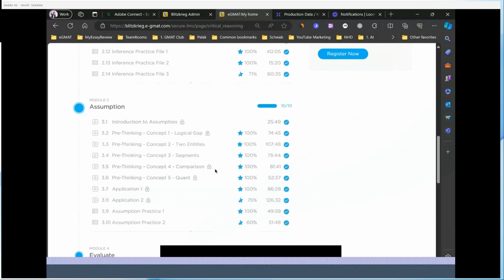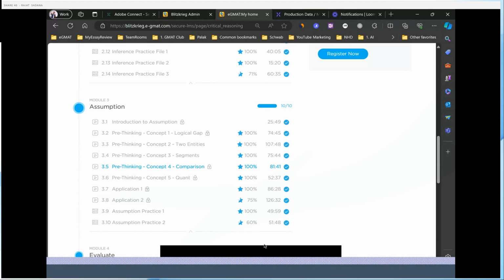You go through assumption. You go through all sorts of assumptions. This is an introduction, then this is arguments which have logical gaps. Here you have arguments where you compare two entities, where you compare segments. Here in concept 4, you have entities and segments both, and then you have quant-based arguments. The idea here is that for every argument type, you should be able to figure out how to do pre-thinking.